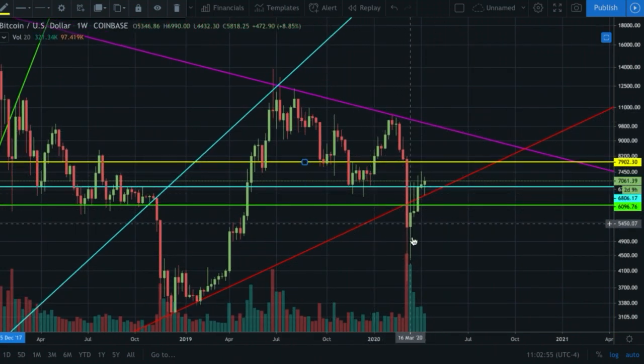We try to take out the low on that big dump right there, and it didn't happen. So now we're going to come up and try to take out the high, and then eventually one of these two things is going to happen. One of them is going to break. But until then, we're just going to oscillate inside this range.